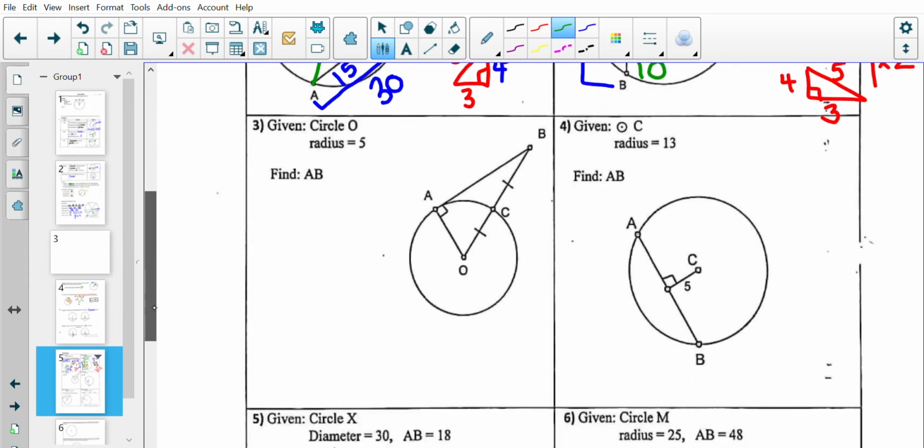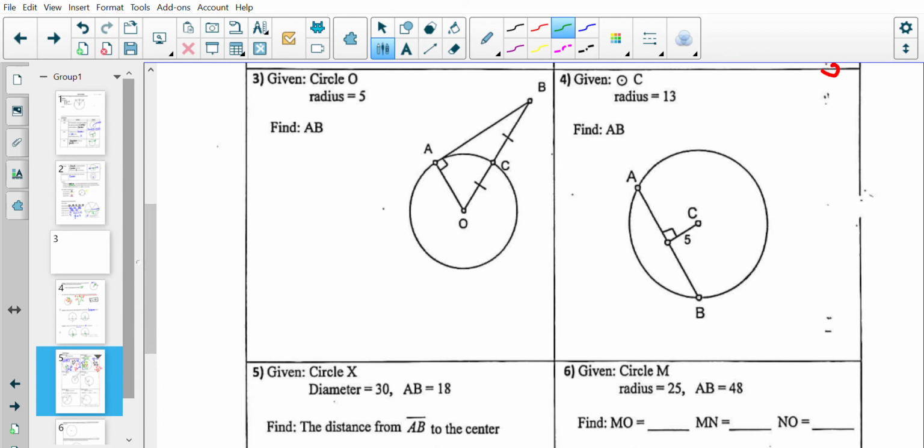All right, next one. Here we have circle O. So we have a circle with center O. It's telling us that the radius is 5. So I'm going to go ahead and label my radius. So O to C is a radius. We also know O to A is a radius. But look at these little markings right here. O to C has 1 slash and C to B has 1 slash, which tells us these are the same length. So that means C to B is also 5.